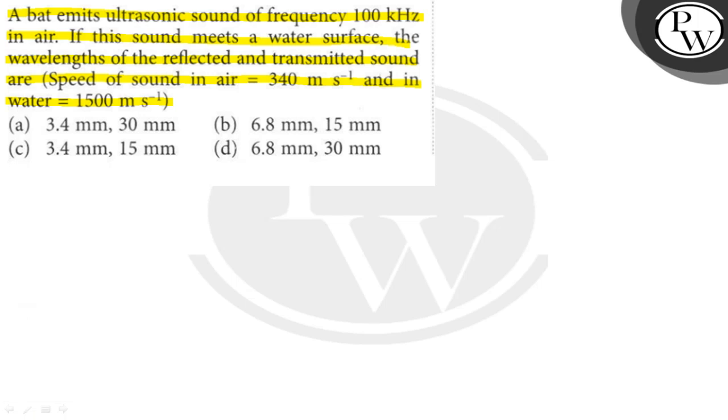In the question, we are given the frequency of the emitted ultrasonic sound wave. So we have frequency nu equal to 100 kilohertz, which we can write as 10 to the power 5 hertz. The speed of sound in air, that is v air, is equal to 340 meter per second, and the speed of sound in water is equal to 1500 meter per second. And we are asked what is the wavelength of the reflected and transmitted sound.